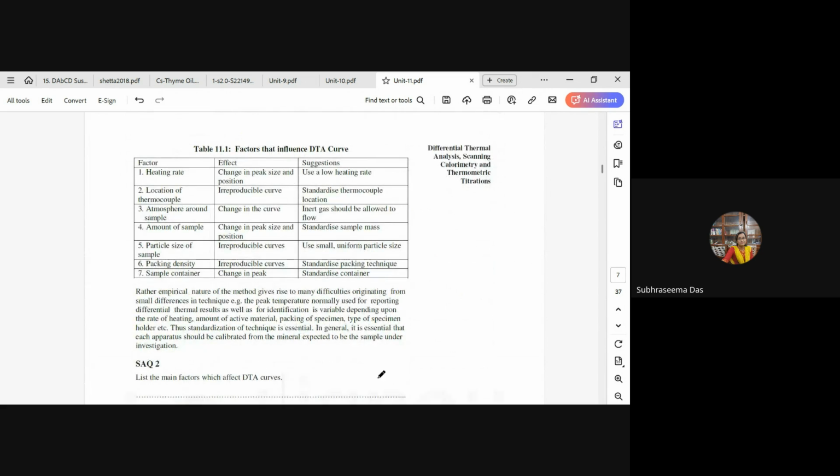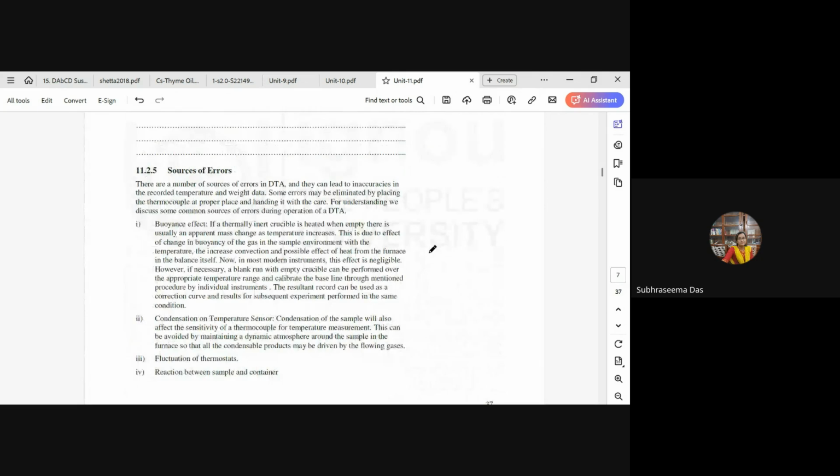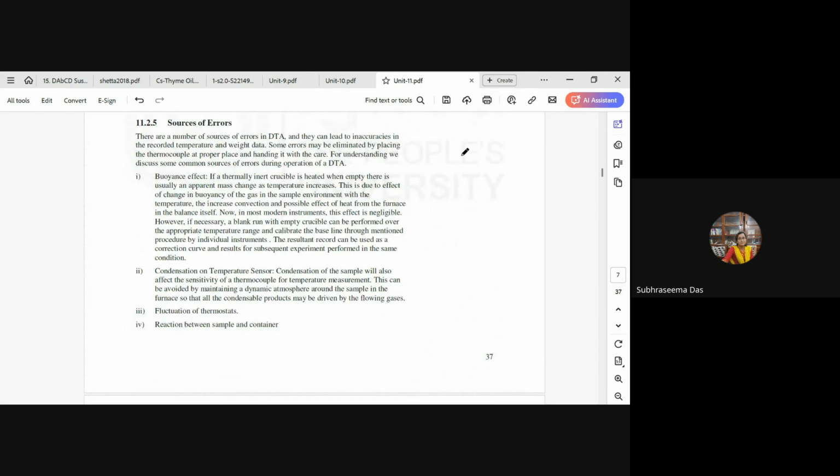So here in table 11.1, the factors that influence the DTA curve have been tabulated. If we look into the influence of heating rate, it causes a change in peak size and position, and the suggestion is that we always use a low scanning rate. Some of the factors have been listed with their effect, and the suggestions for improving this have been provided here.